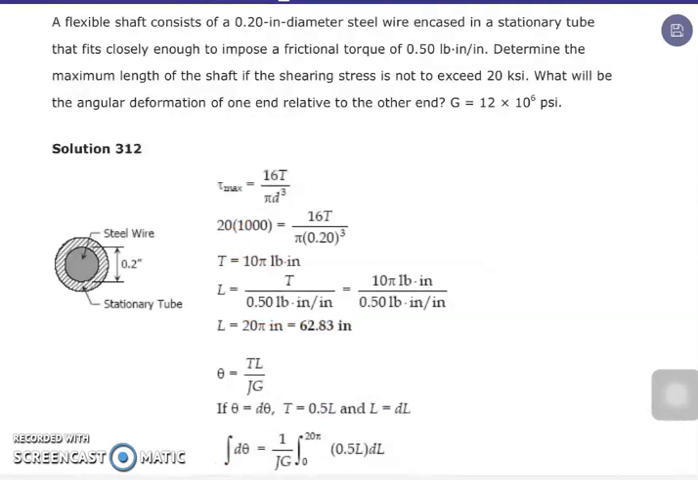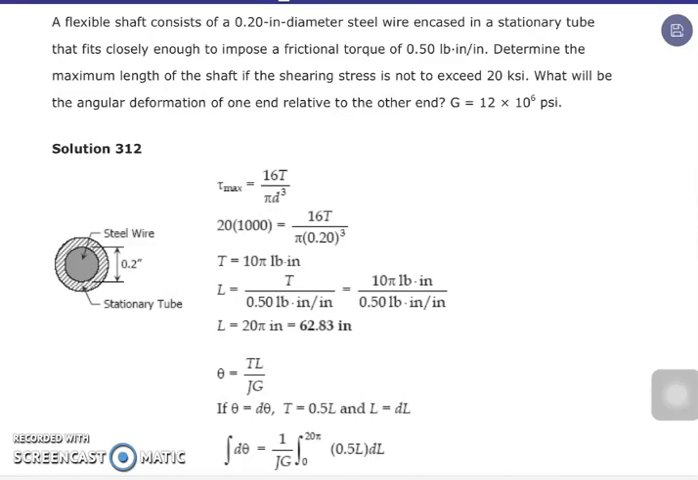Okay, the third problem: a flexible shaft consists of a 0.20-inch diameter steel wire encased in a stationary tube that fits closely enough to impose a frictional torque of 0.50 pounds-inch per inch. Determine the maximum length of the shaft if the shearing stress is not to exceed 20 ksi. What will be the angular deformation of one end relative to the other end? G is 12 times 10 to the 6th psi.